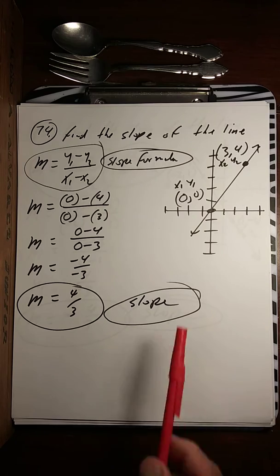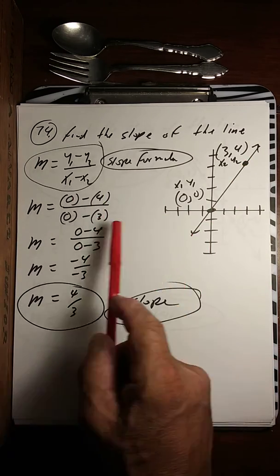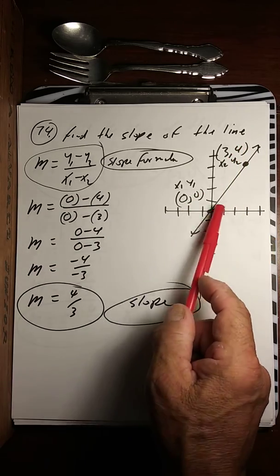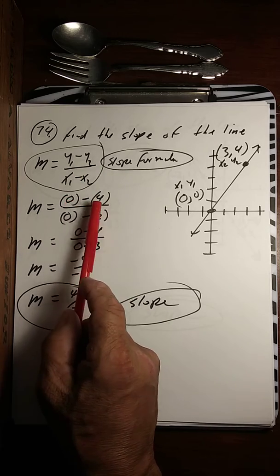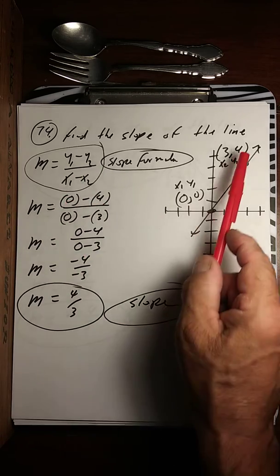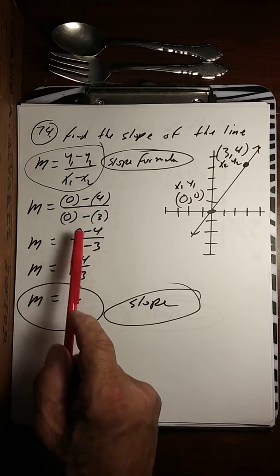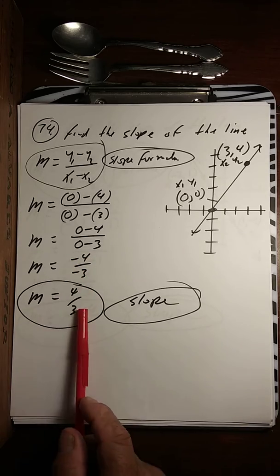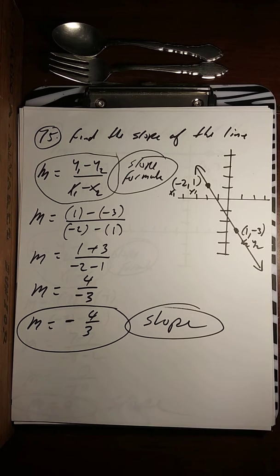Find the slope of the line. So there's 2 points. So we have x1, y1, x2, y2. So put in the slope formula. So we have y1 minus y2 over x1 minus x2. So you have 0 minus 4 over 0 minus 3, -4. A negative over negative is a positive 4/3. So the slope is what? 4/3.